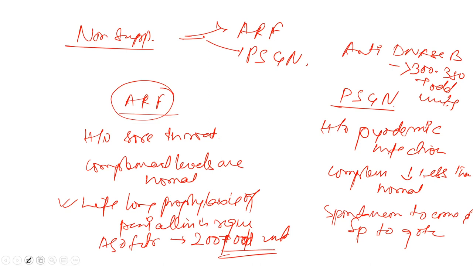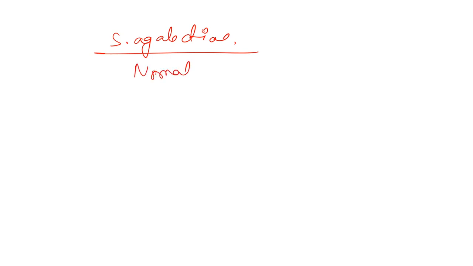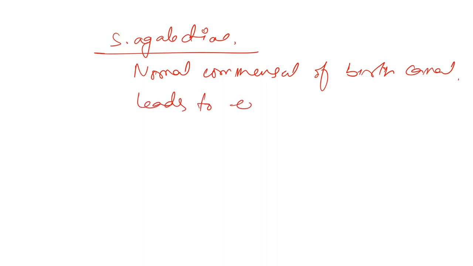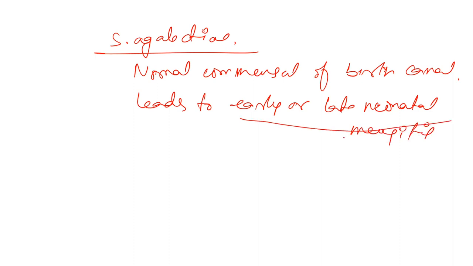Now we will talk a little bit about group B streptococci, that is Streptococcus agalactiae. So, this is a normal commensal of the birth canal, okay, and it leads to early or late neonatal meningitis. So, this is important. Kya cause karta hai? Early or late neonatal meningitis. So, agalactiae, early or late neonatal meningitis.